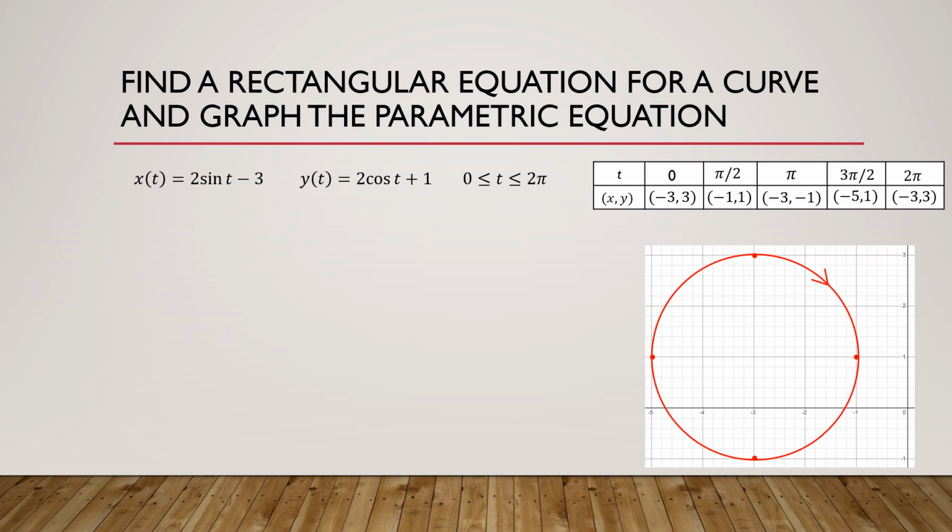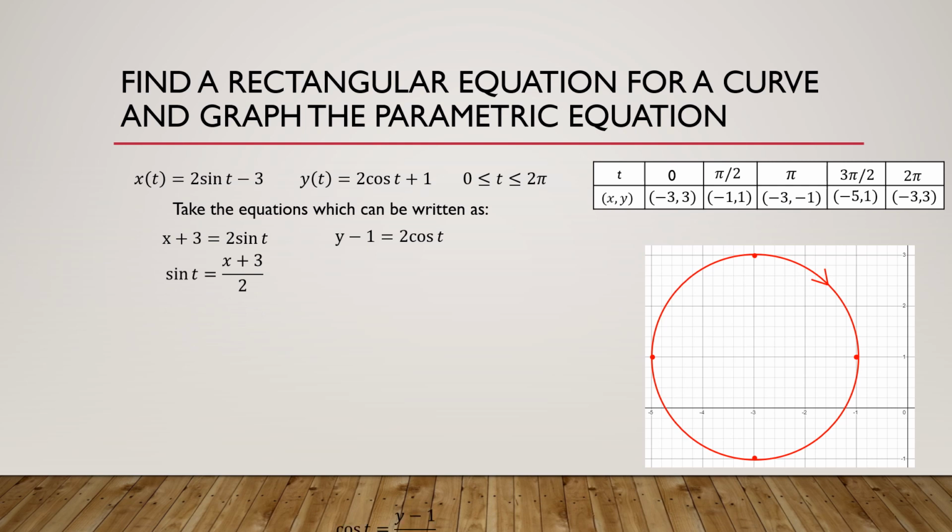To find the rectangular equation, we take x of t and add the 3 to both sides to get x plus 3 equals 2 sine t. Then in the y of t equation, we subtract 1 to get y minus 1 equals 2 cosine t. Divide by 2 to get sine t is equal to (x plus 3) over 2, and cosine t is equal to (y minus 1) over 2.